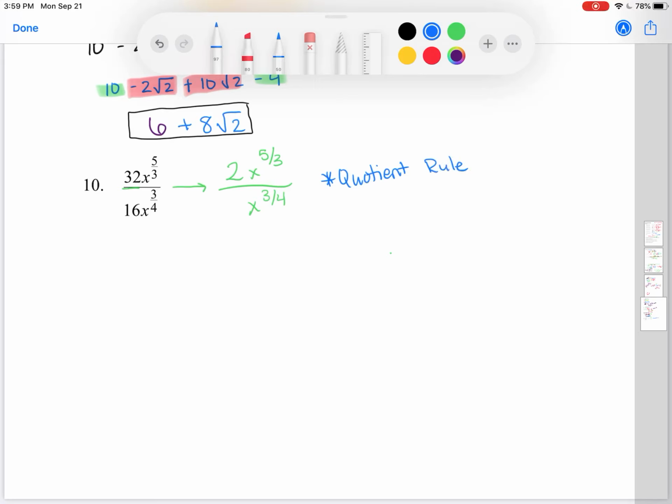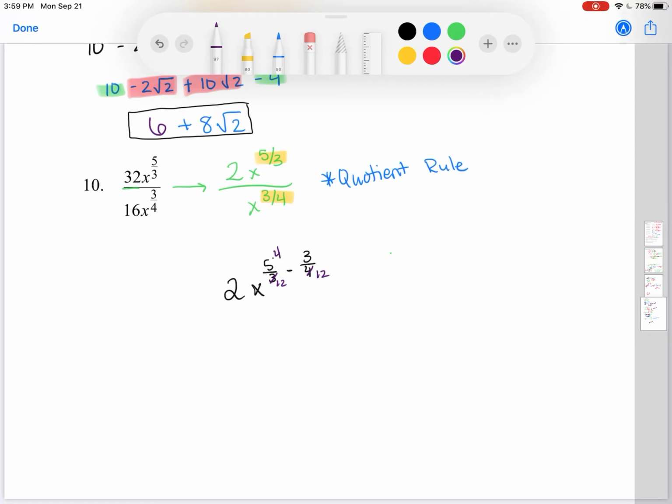So from here, I'm going to use my quotient rule. And my quotient rule tells me that when I'm dividing, I need to subtract my exponents. So I'm going to have 2x to the 5 over 3 minus 3 over 4. I'm focused on just the exponents, and I'm going to subtract them in one main term here. Okay, but we can't, of course, subtract without having the same common denominator. So I know that I have a common denominator between 3 and 4. That common denominator is 12.